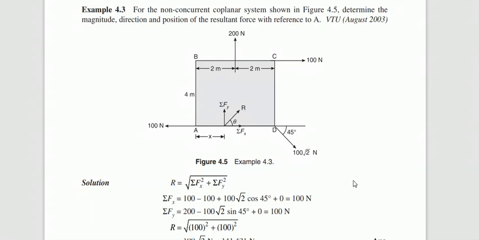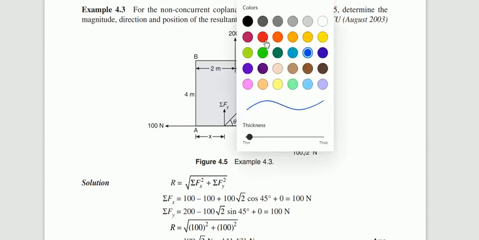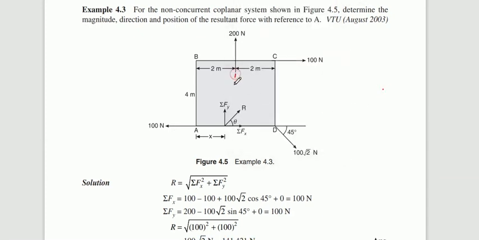You can observe here, by seeing the diagram itself, we can say this is a non-concurrent force system, because the number of forces, how many? Four forces are there, but the lines of action of all the forces are not meeting at the same point. This force has its line of action here, this force has its line of action here, the 100 has its line of action here, and the line of action of 100 root 2 is here. They are not meeting at the same point. That is a coplanar non-concurrent force system.